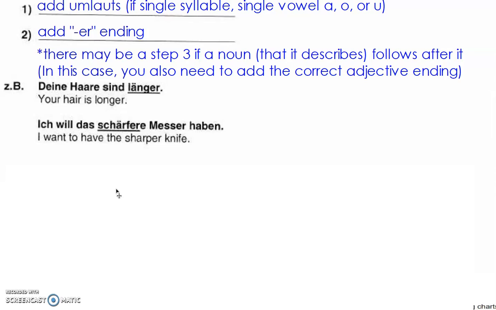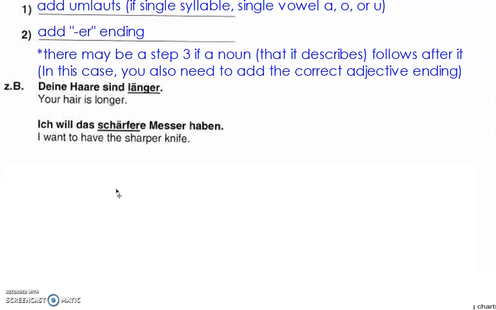In the other example that I have here, ich will das schärfere Messer haben, we notice that there is a noun that follows that comparative form. I want to have the sharper knife. The knife follows that. So since it is describing a noun, we have to add our adjective ending, and that is an -e. So it's schärfer, and then we add the ending onto it.